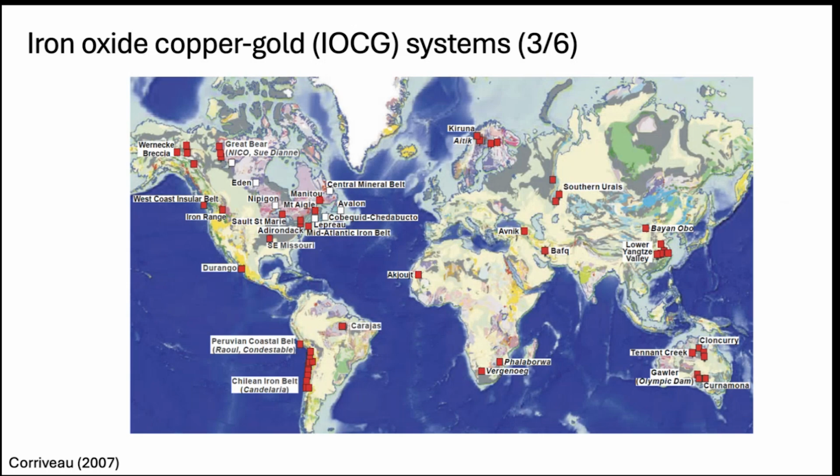So here's the distribution of IOCGs. So there's quite a few in Canada. There's some sort of young ones along the west side of Chile into Peru. Lots in Australia, for example, including the Olympic Dam, which is a giant IOCG. There's Kiruna. Even though we talked about Kiruna as a Kiruna-type deposit, they're lumping it in with IOCGs. And you've got Southeast Missouri there, which I imagine is Pea Ridge.